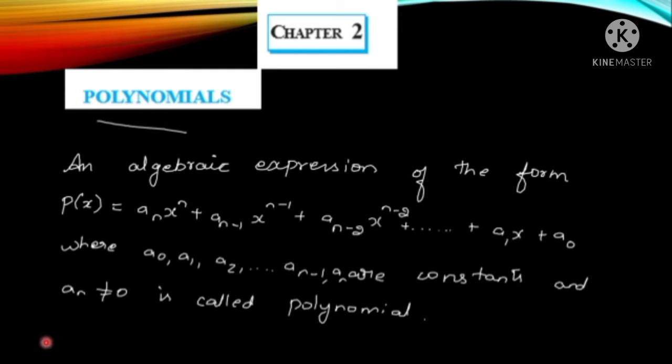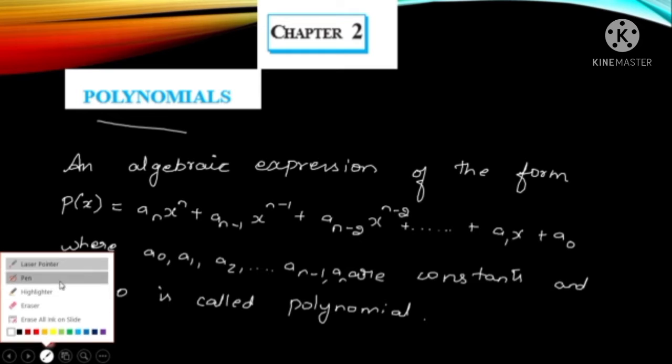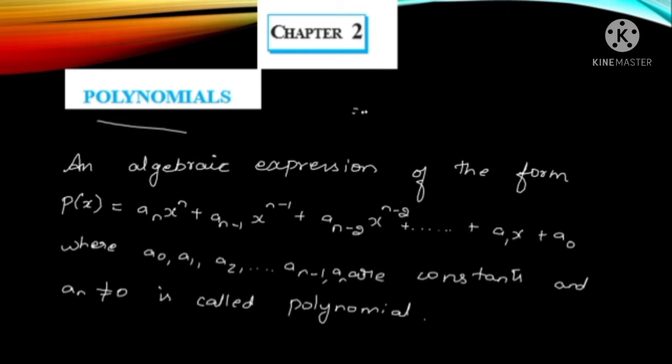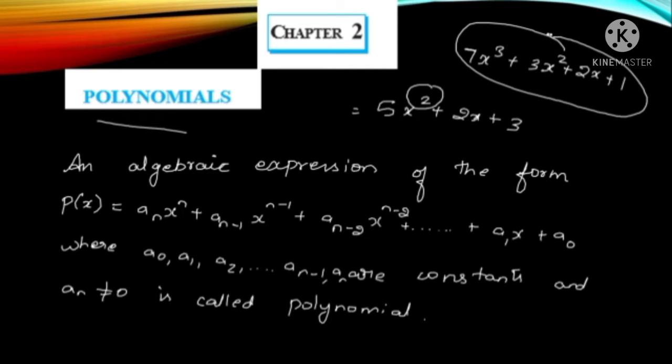For example, consider the polynomial 5x^2 plus 2x plus 3. This is a polynomial. The degree of the polynomial is 2. This example can be called a quadratic polynomial. Or it can be a cubic polynomial, for example 7x^3 plus 3x^2 plus 2x plus 1. These are some examples.